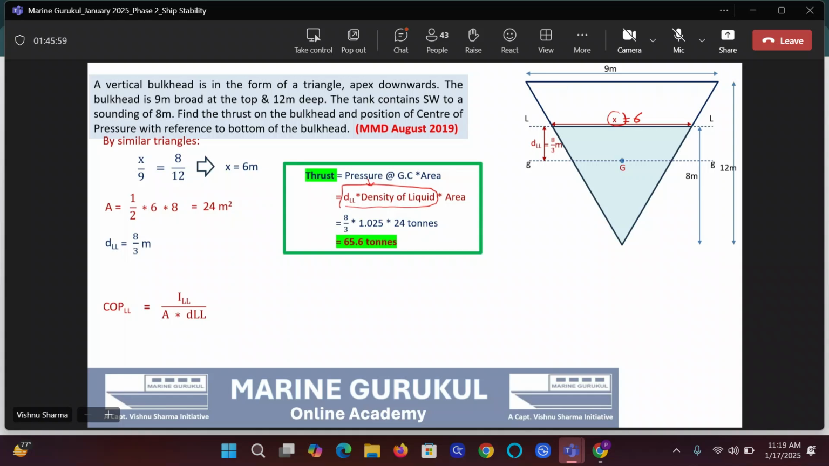This is the formula, correct, guys? Yes or no? The formula will not change. Now, guys, look at the diagram and go to the triangle moment of inertia formulae.